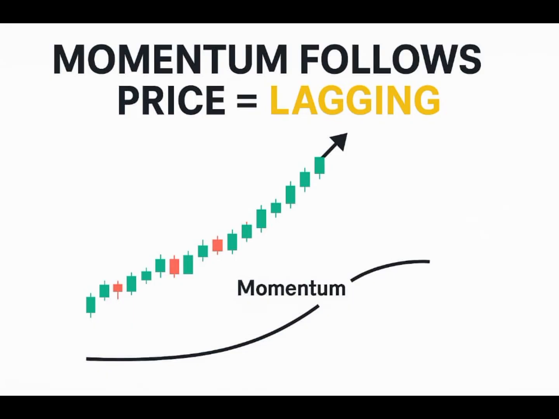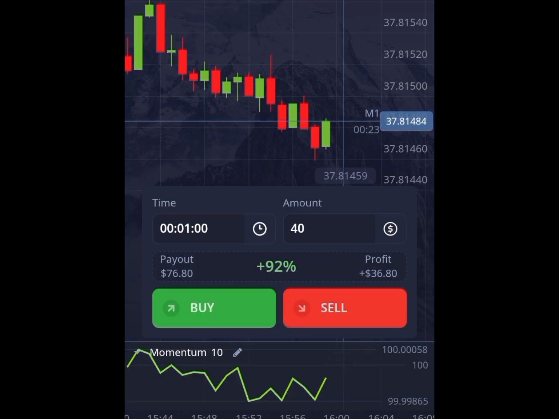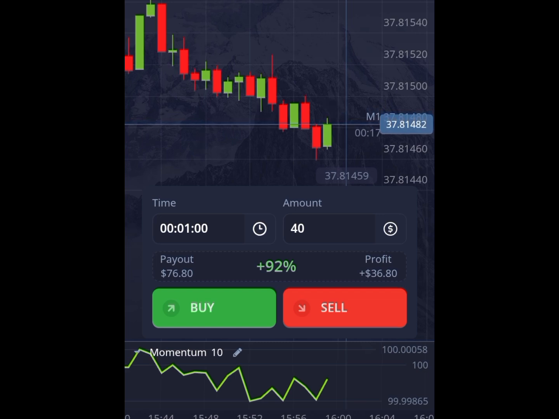Check this out. Here on this chart, we can see the price action going up and the momentum indicator heading up as well. This is a typical example of the momentum indicator acting as a lagging indicator because it is following after the price action.